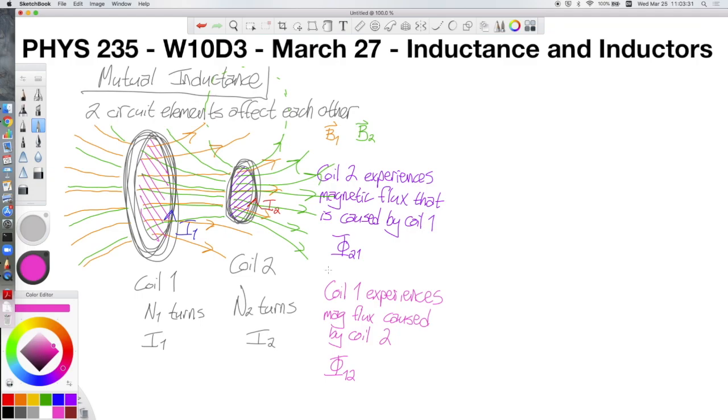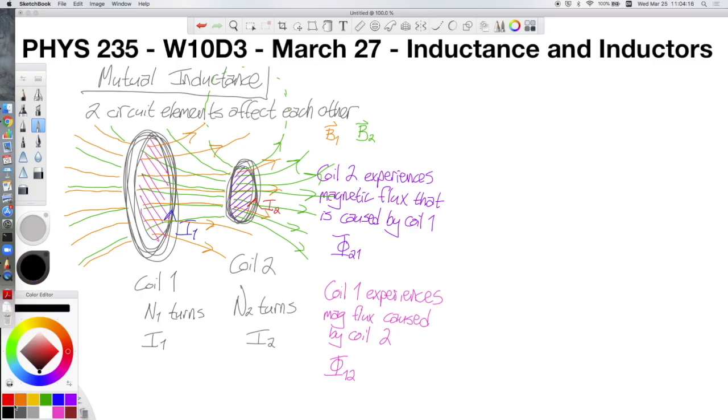So hopefully you can see how these two circuit elements can affect each other. If we change the current through coil 1, if we change that blue I1, then we're changing the strength of that orange B1, the magnetic field caused by coil 1, which means we're changing the flux passing through coil 2, which means we're going to induce a current in coil 2. And the same thing can happen in reverse. If we change I2, that changes the strength of magnetic field 2, which changes the flux that coil 1 is experiencing. A change in current in one will cause a change in current in the other one.